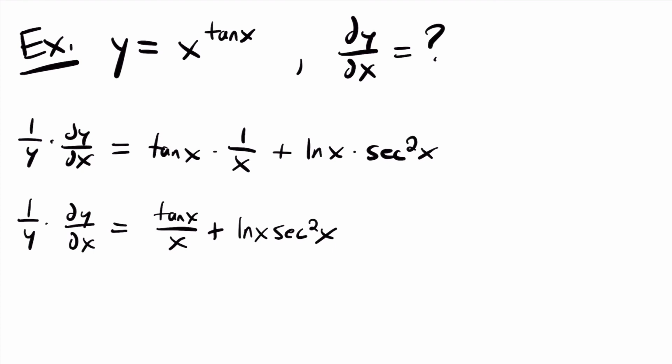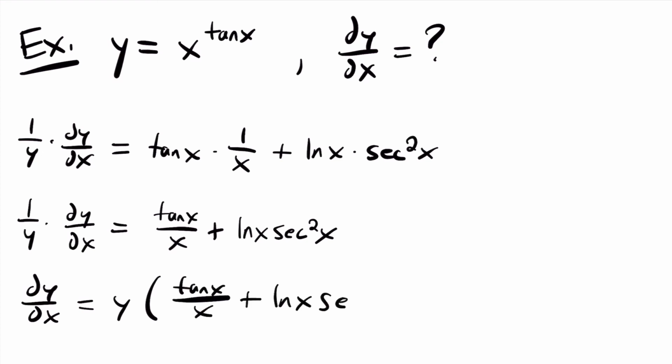All right, and so now that we have simplified this the best we can, we move on to our next step, which is to multiply both sides by y so that we can isolate dy/dx. If we do that, we'll have that dy/dx is equal to y times tangent x divided by x plus the natural log of x times secant squared x. And so now our final step is just to replace y with what it is equal to. Once again, we go back to our original function, and we have that y is equal to x to the power of tangent x. And so we'll just replace y with that function.